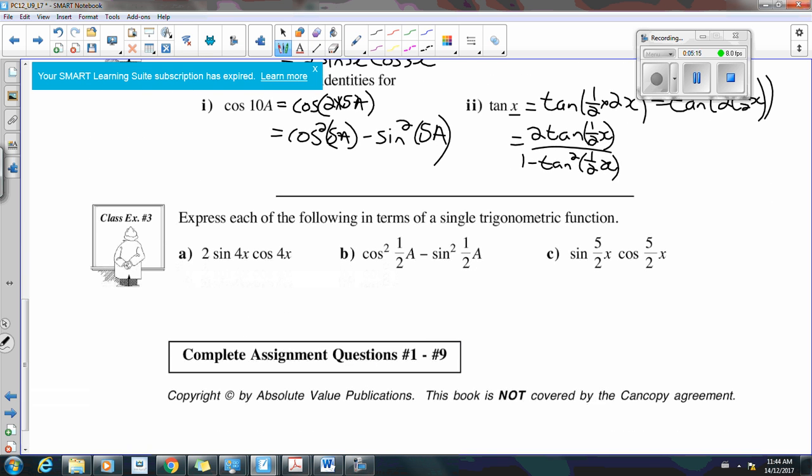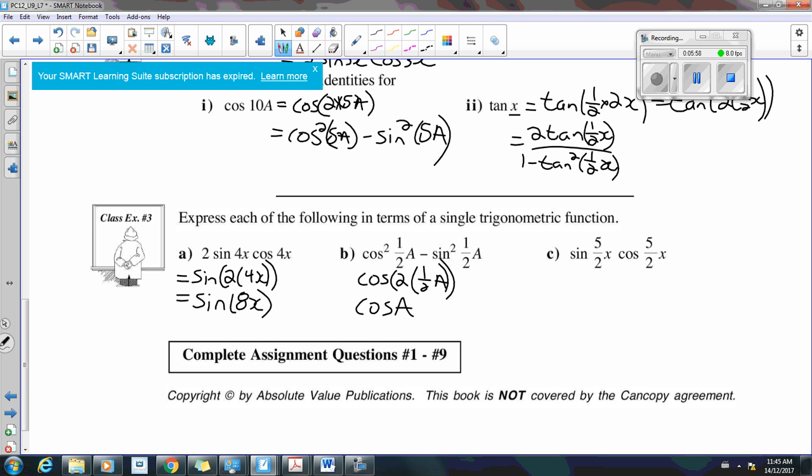Example 3, express each of the following in terms of a single trigonometric function. We have 2 times the sine of 4x times the cos of 4x. This is really our sine double angle identity, so our double angle was 4x. So I could write this as the sine of 8x. The next one looks just like the cosine double angle with an angle of 1/2 A. So this must have been cos of 2 times 1/2 A, which simplifies to just be cos of A, which is a lot simpler way of writing it.